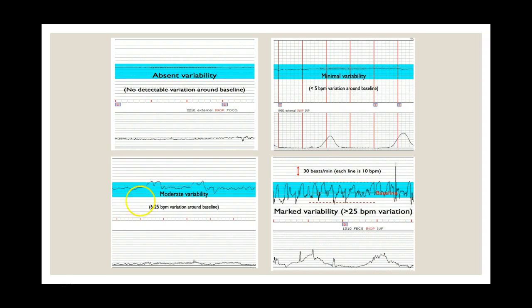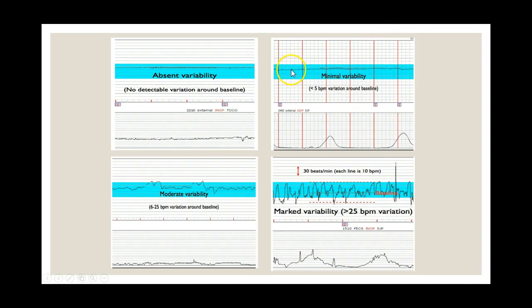So, look here at the top. This fetal heart rate has absent variability. It's just a straight line, pretty much, okay? No detectable variation around the baseline. And you may have to blow these pictures up on your screen to see them. Minimal variability.